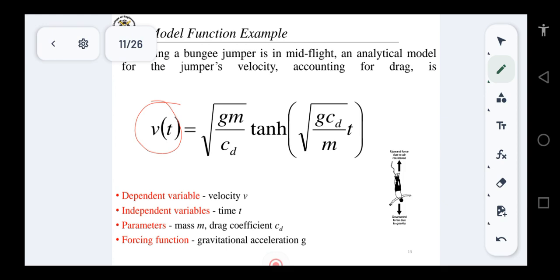It depends on c d. c d is the drag coefficient, and that is a parameter. We have the mass and the drag coefficient as the parameters. For independent variables, we have time, so t is the independent variable, and the velocity is the dependent variable. The forcing function, as I said, is the external influence on the body, and here that is gravity, or the gravitational acceleration. That's all.